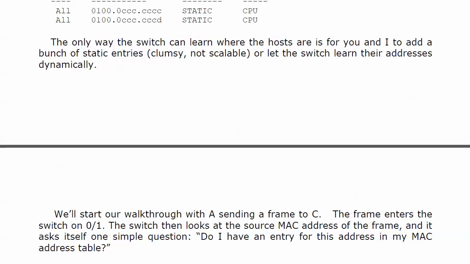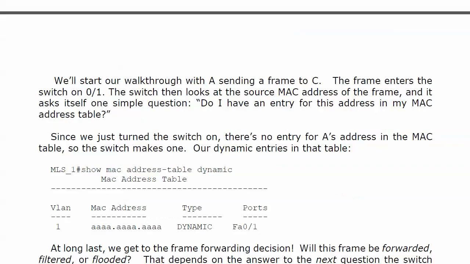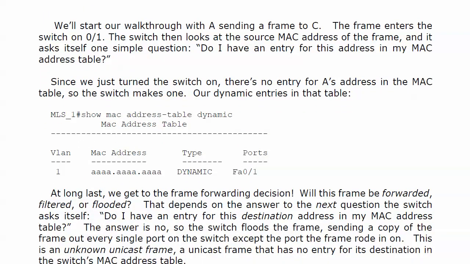Now let's go ahead and start our walkthrough with A sending a frame to C. Now the frame is going to come into the switch on 0/1. And I do take out Fast Ethernet on these because I don't think I have to say Fast Ethernet 0/1 every single time. It's just easier for you and for me.